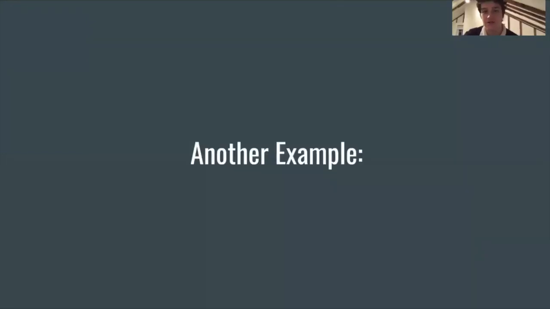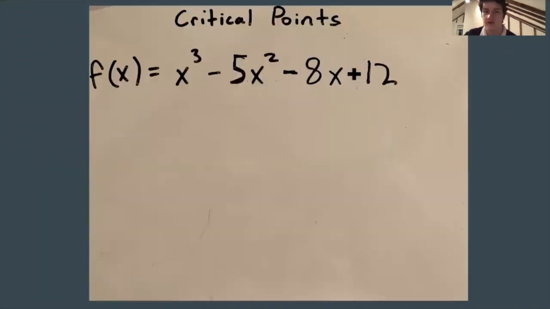All right, now let's look at another example of finding critical points from a function. Here we have x cubed minus 5x squared minus 8x plus 12. Now to find the critical points, we need to find where the derivative is equal to 0. So we find the first derivative equation and find the zeros.